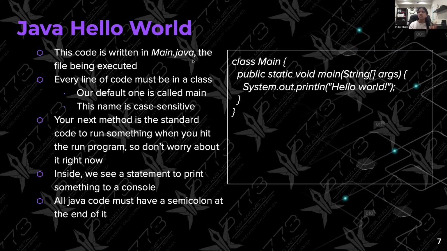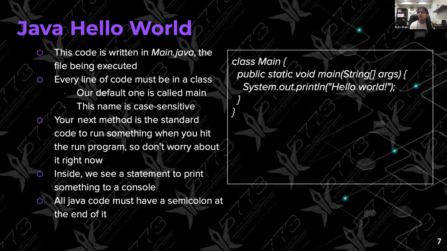So all the code will be written in Main.java. That's the name of the class, and every line of the code must be in this class. The default one is called Main, and it is case sensitive. So if you ever need to call it, you need to make sure that it is with a capital M.